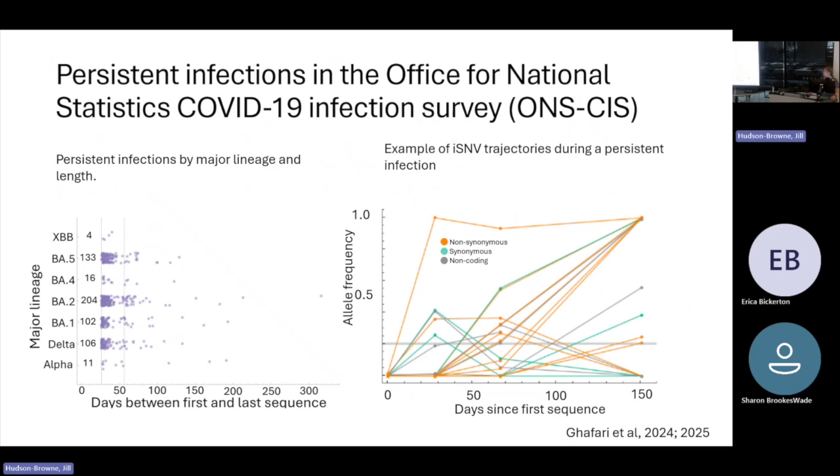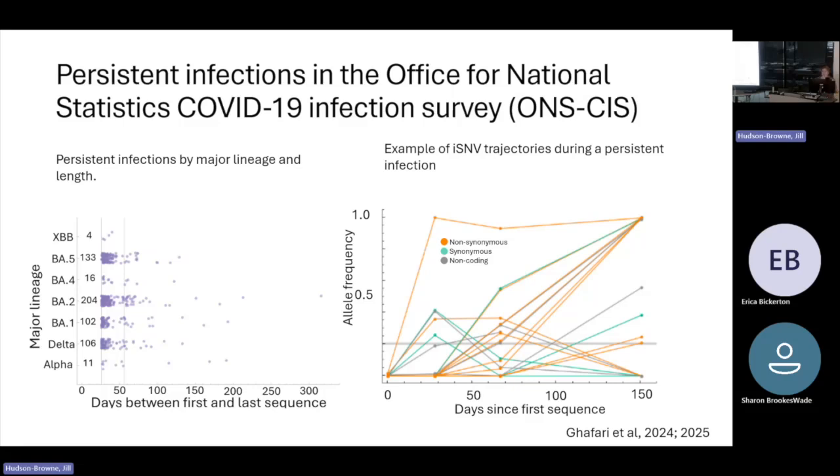So my work is building on Mahan Ghaffari's work. He presented here last year, I think, about his detection of persistent infections in the ONS COVID infection survey. So I'll just summarize quickly. Mahan detected 576 persistent infections in the ONS COVID infection survey. These were defined as infections with at least 2 sequences 30 days apart. The majority of these lasted between 30 and 60 days, but as you can see, some of them lasted a very long time. For example, this one lasted over 300 days.